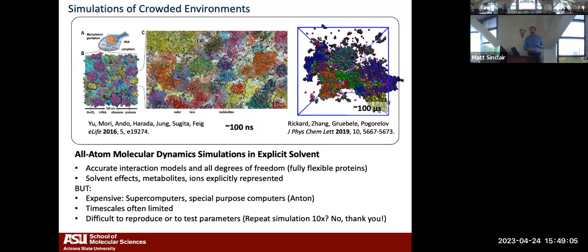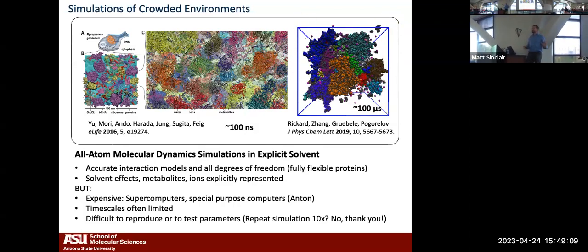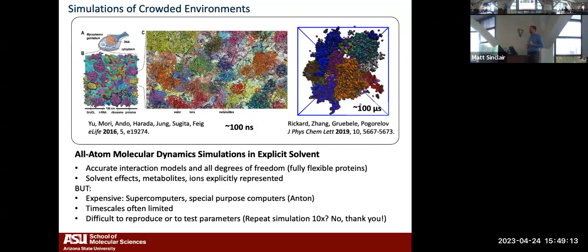But if you go to hundreds of microseconds or at least tens of microseconds, you start seeing things diffusing around, changing conformation, stuff like that. Problem is, this is hard.